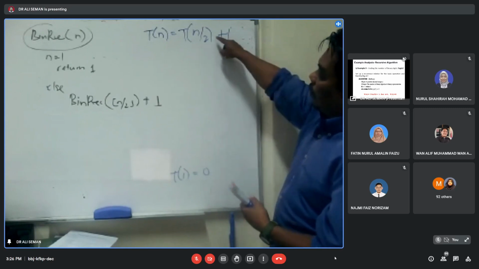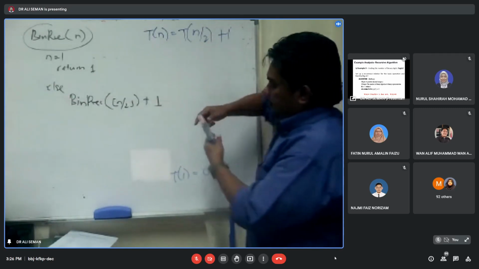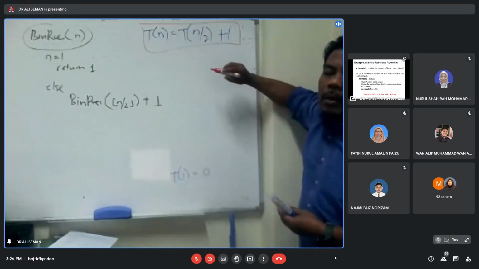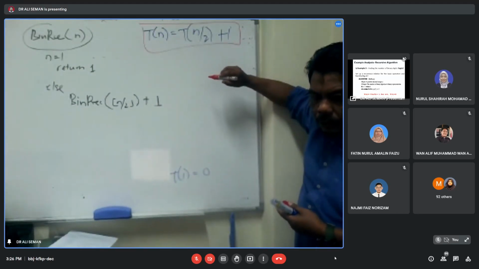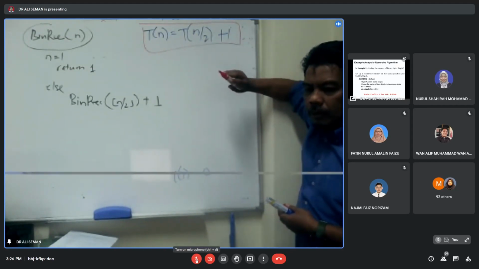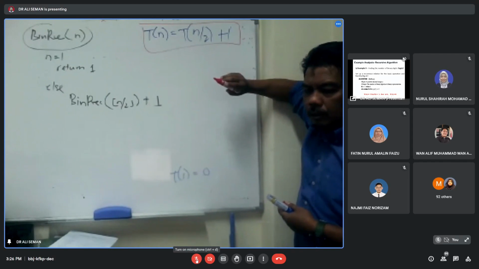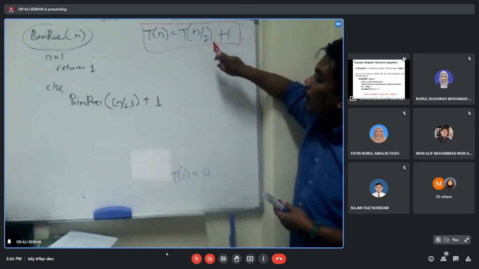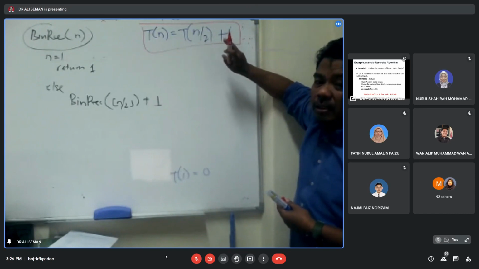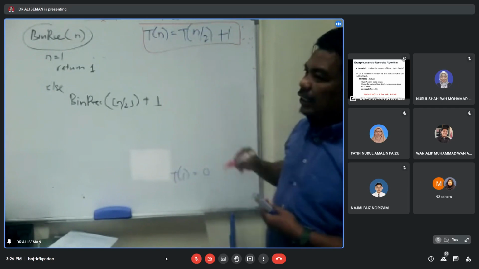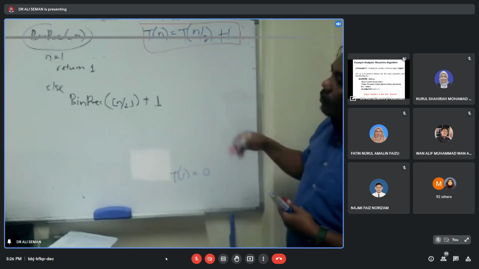Okay, now we have this recurrence, right? But is this in the form of a recurrence relation? Here, n over 2. What is the form of a recurrence relation? We must have either n minus 1, n minus 2, right? So now it's not in the form of a recurrence relation. We cannot apply back substitution in this form. So how do we convert this into a recurrence relation?